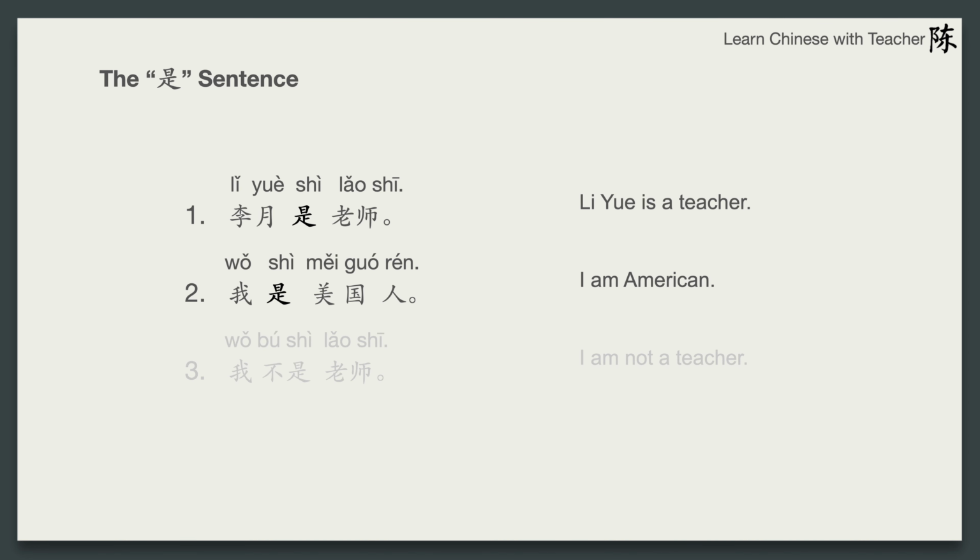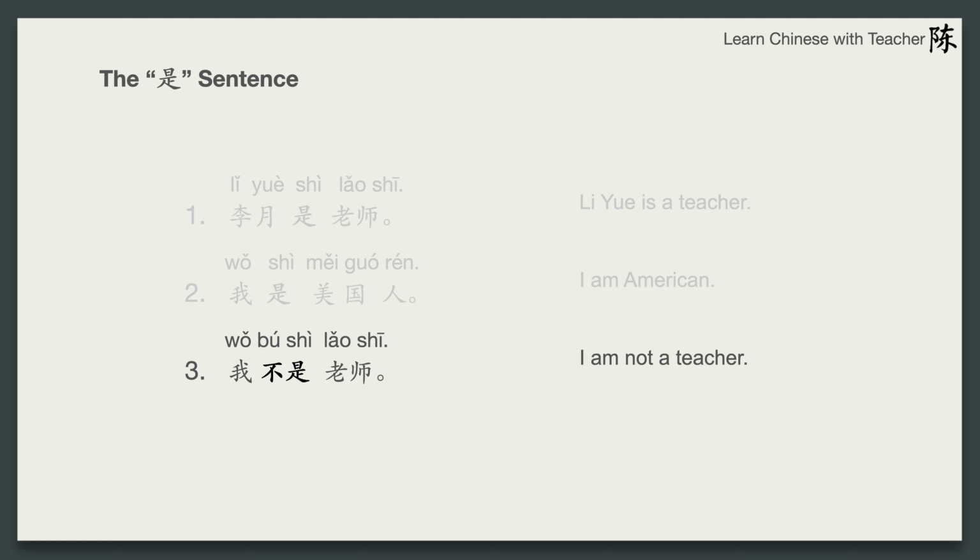The first two sentences are positive, and the word order is the same as it is in English. But the negative form is different. Let's look at the third one. 我不是老师. 不 means no or not. So the direct translation of the Chinese sentence is I not am a teacher. The structure is pretty simple. Just subject 不是 object.